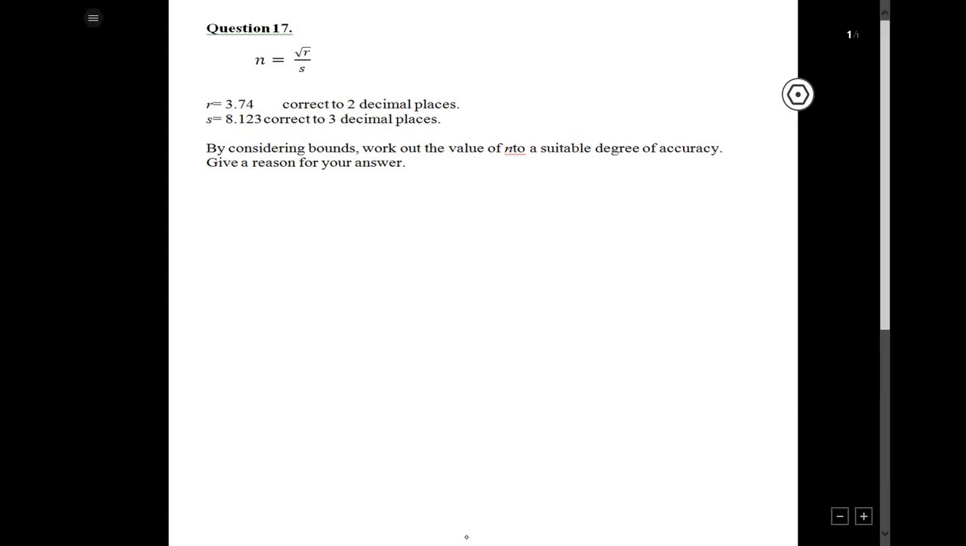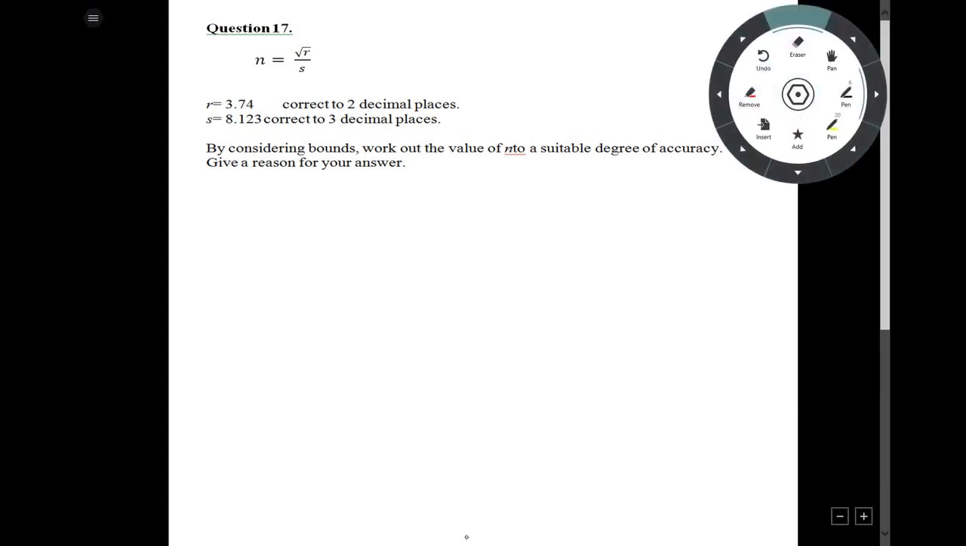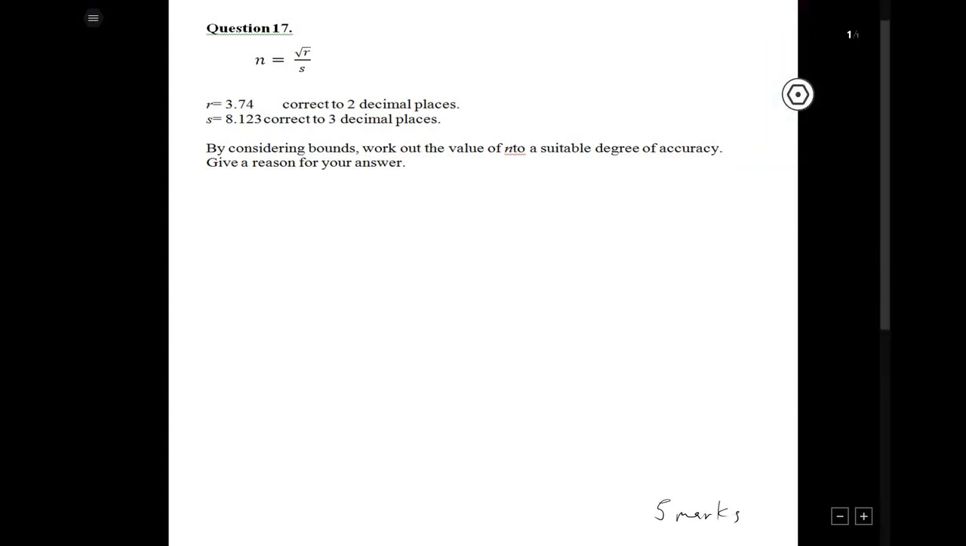Oops. So, as I was saying, 5 marks. And I'm going to talk you through the question and through how you can get the marks for it. So, let's make a start.